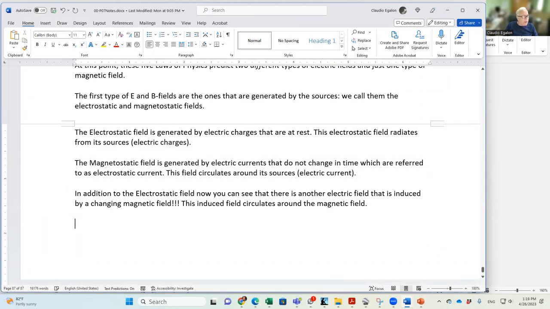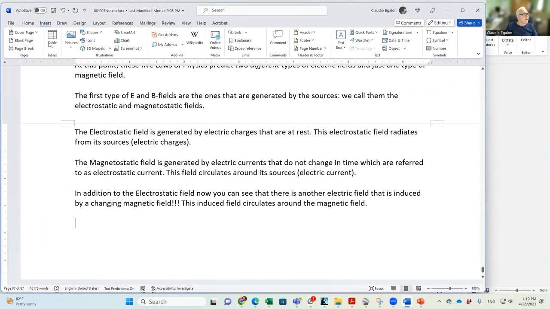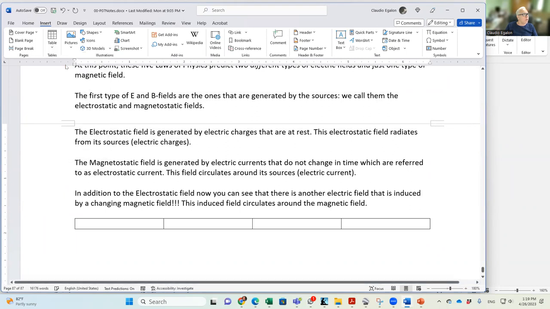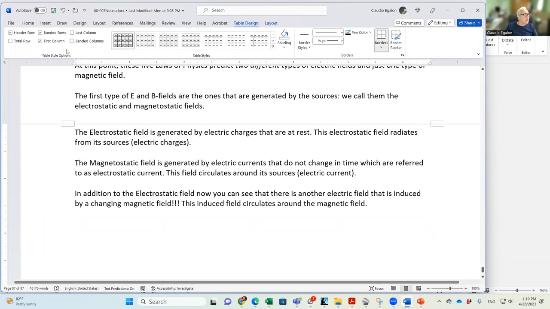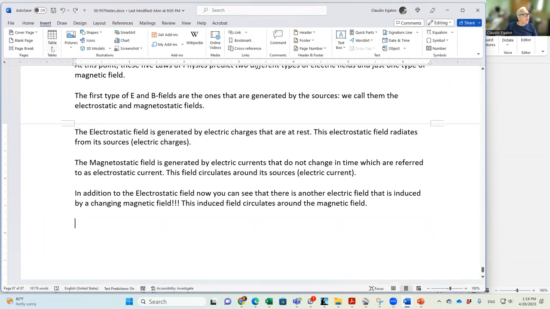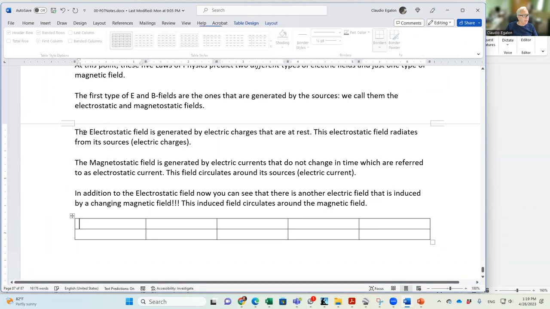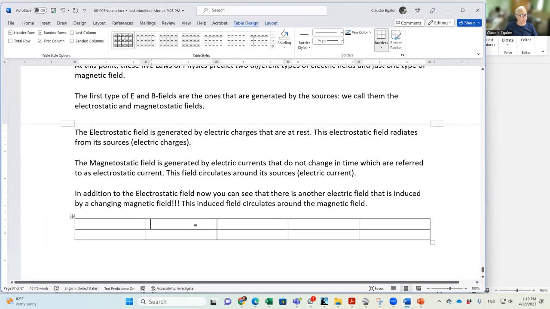Let's go ahead and do a table here. 1, 2, 3, 4, 5. Right? Am I right? Yeah, I'm going to put 5 here. Source. Yeah, let's put it this way for now.